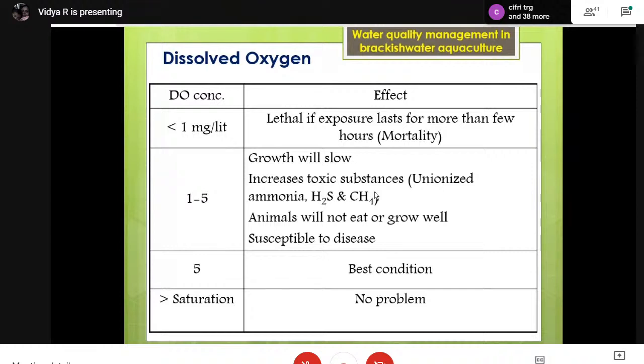1 to 5 ppm is stressful, and will cause slow growth and increase toxic substances, and as I said, the shrimps will not grow, they will not eat, and they become susceptible to diseases. And less than 1 milligram per liter, even for more than a few hours, is also lethal for these animals.